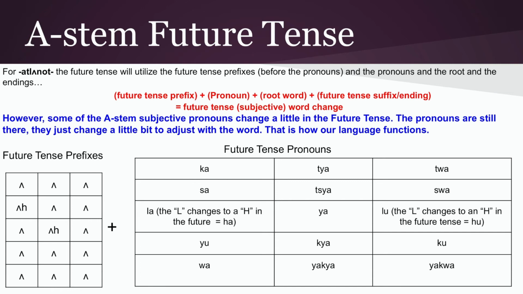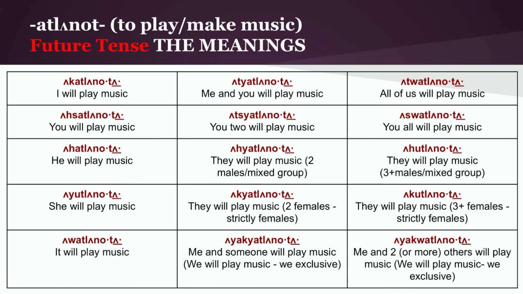Okay, let's go over the meanings. All right, so future tense meanings. On gadlanod, I will play music. On sadlanod, you will play music. On hadlanod, he will play music. On yundlanod, she will play music. On wadlanod, it will play music.